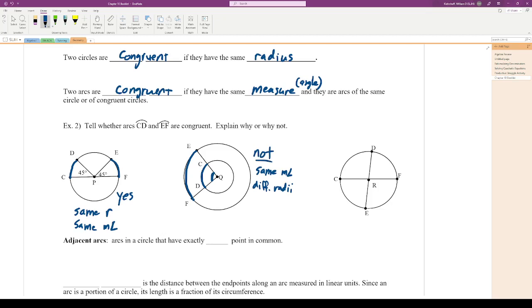And then finally, this one we have CD and EF.